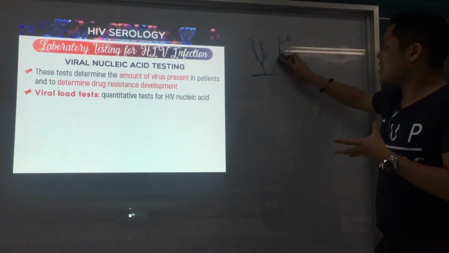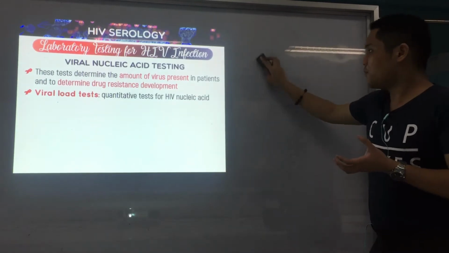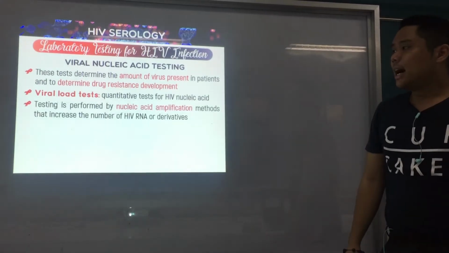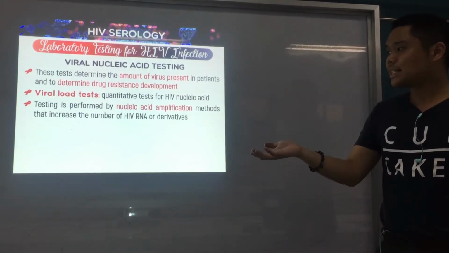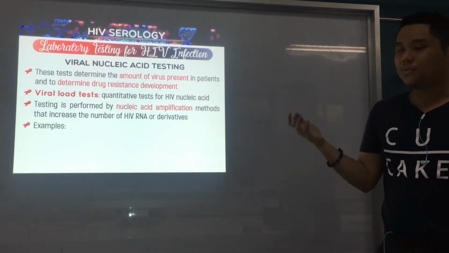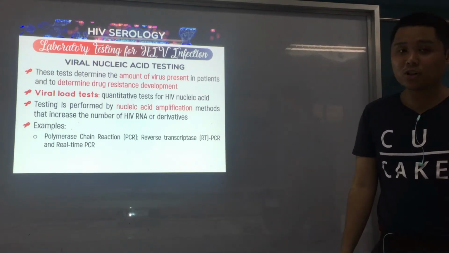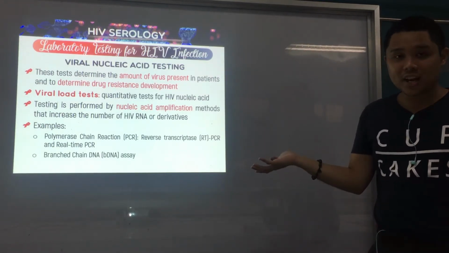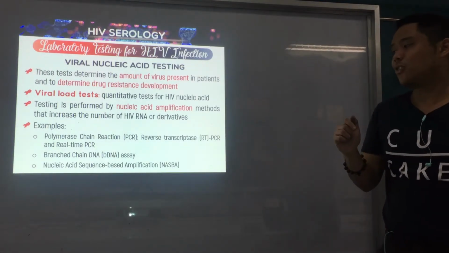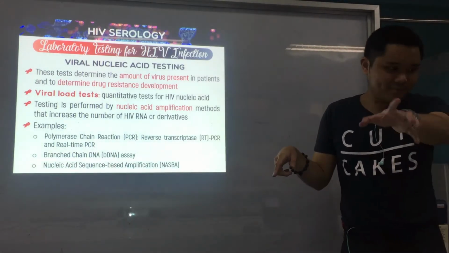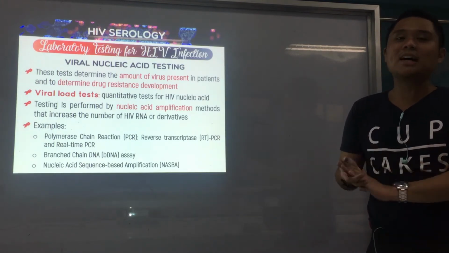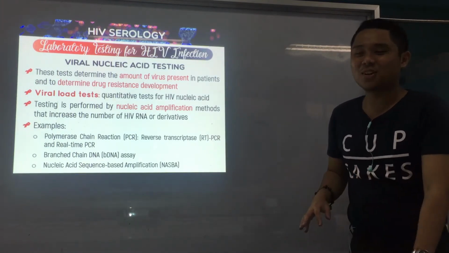So in a way, it indirectly tells you the number of virus present in the bloodstream of the patient. It's performed by nucleic acid amplification tests to increase the number of HIV RNA or derivatives. By the name itself, it uses PCR, RT-PCR, reverse transcriptase or real-time PCR, branched chain DNA, bDNA assay, or nucleic acid sequence-based amplification, NASBA. These are molecular biology, so I'll leave that to the other teachers in molecular biology because I don't have the knowledge for that.